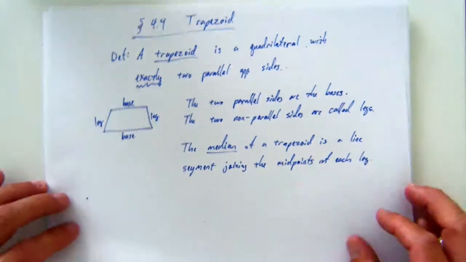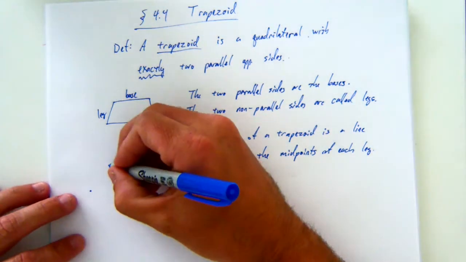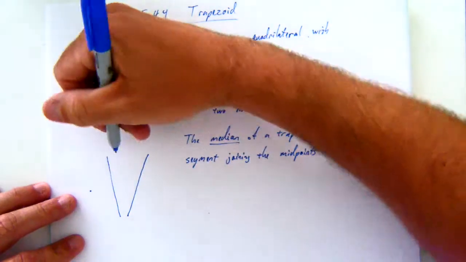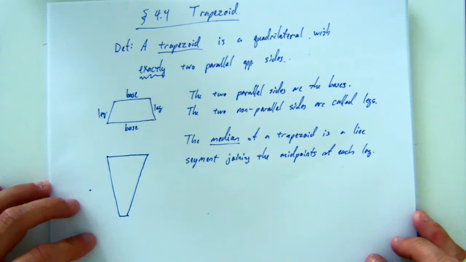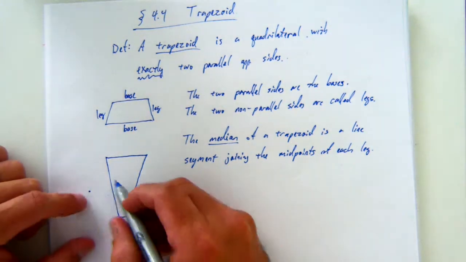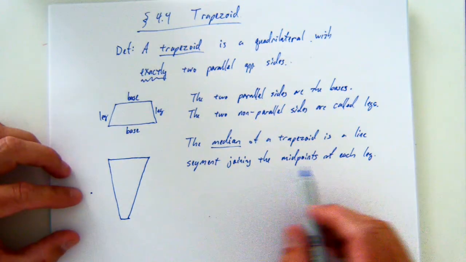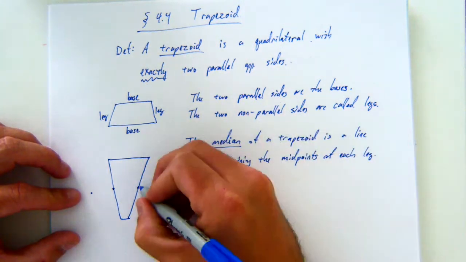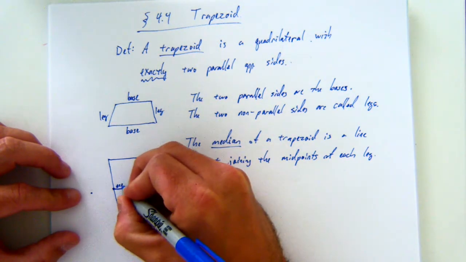Let me draw a different kind of trapezoid. Notice that we don't always have to have it look like this. It might look something like this. A little bit different than maybe what we're accustomed to. But again, this is a base and this is a base because these are the 2 parallel sides. This is the leg and this is the leg. And the median is a line segment joining the midpoints of each leg. So let's look at the midpoint of this leg and the midpoint of this leg. Join these 2, and this is called the median.